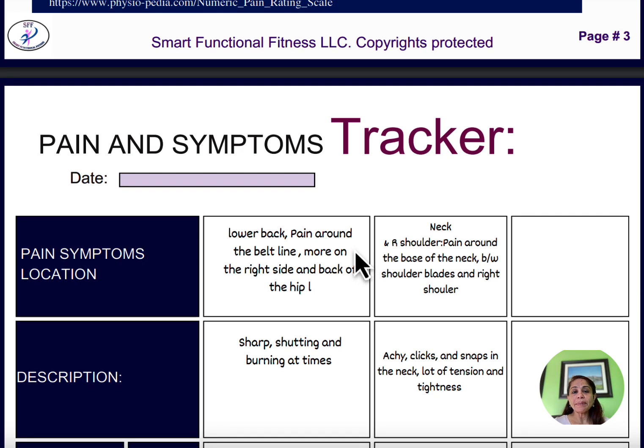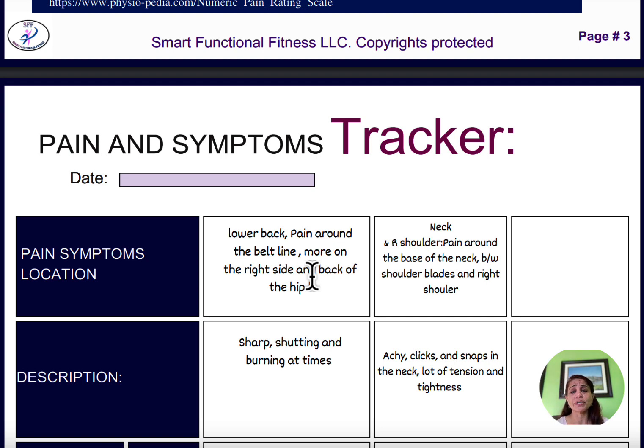Now when you get into the pain and symptoms tracker, I have about 3 sections here. So if you're struggling with 3 different body parts, you can use this scale for that. So I have low back pain and neck. Not just saying back pain, I do want you to write down the details of where exactly the pain is located, like around the belt line, more on the right side or the left side. Is it on the back of the hip? Or going down to the leg.